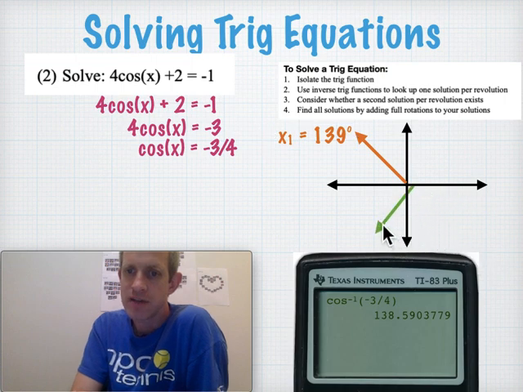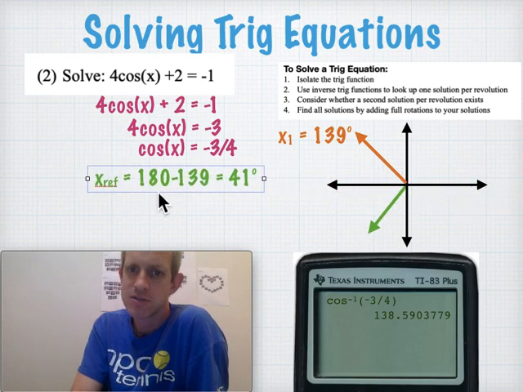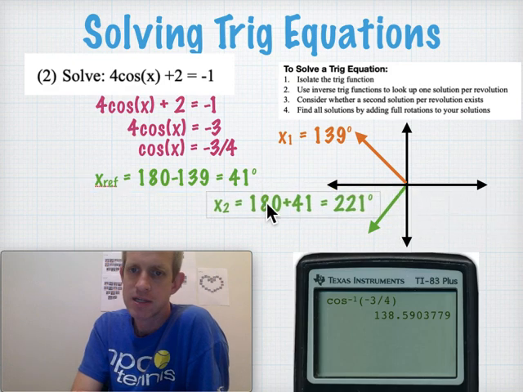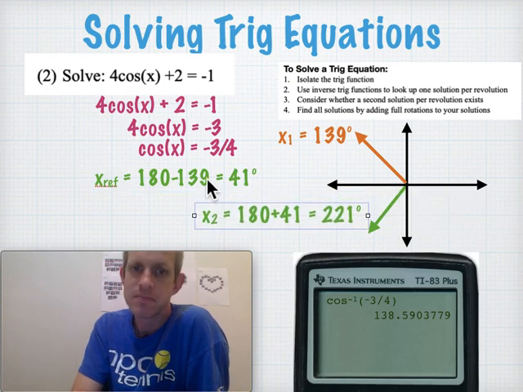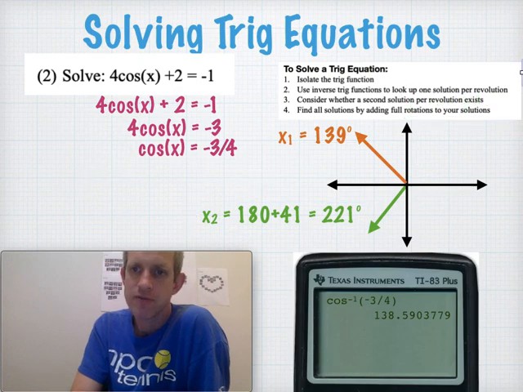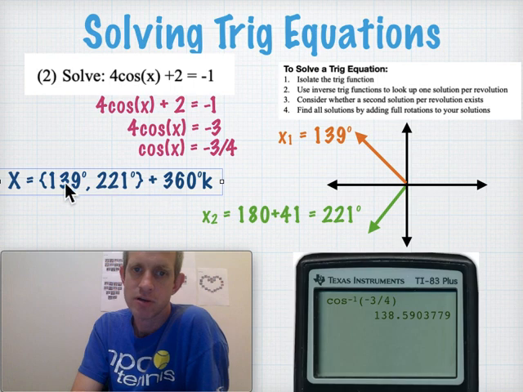To find that, I need to know what the reference angle is to 139. So I will subtract 180 minus 139. This little bit here is 41. And so the answer I really want down here is going to be 41 more than 180, and so that is 221. So now the final answer is this combination, 139 and 221, and then plus full rotations more than that. So 139, 221, plus 360k.